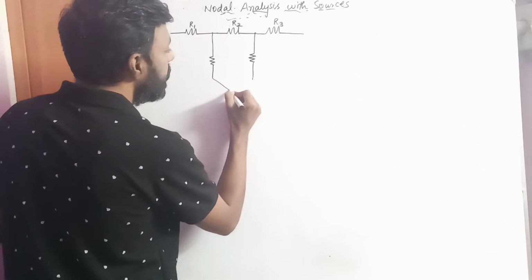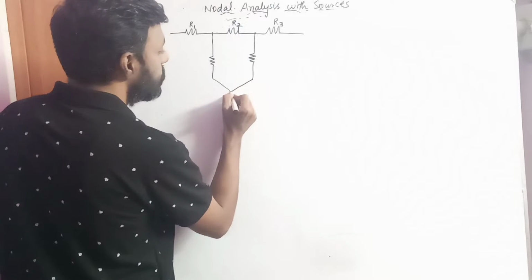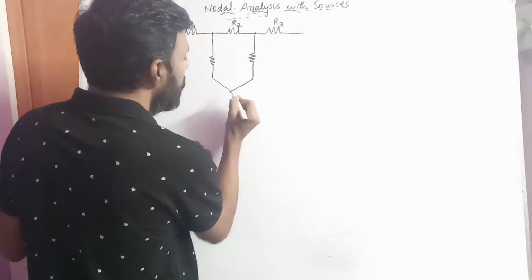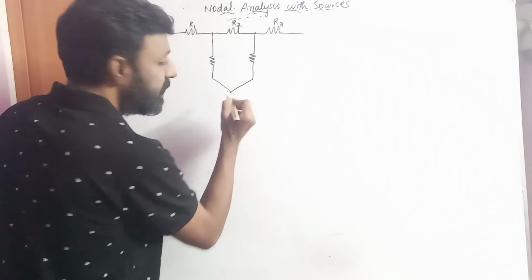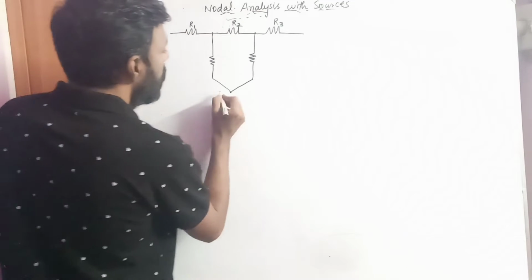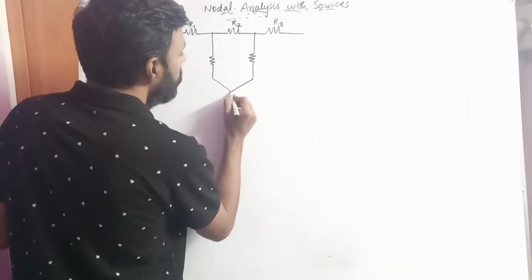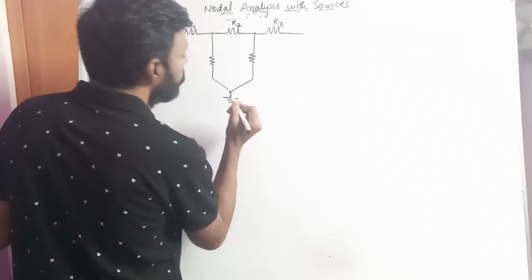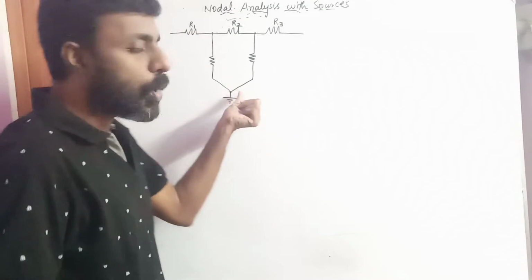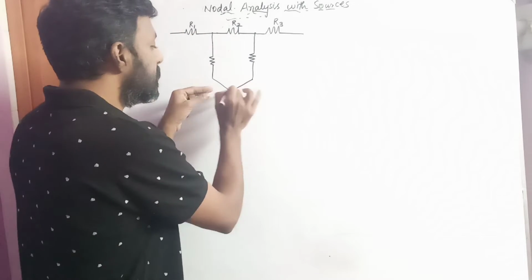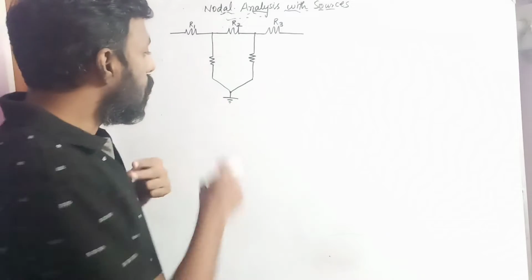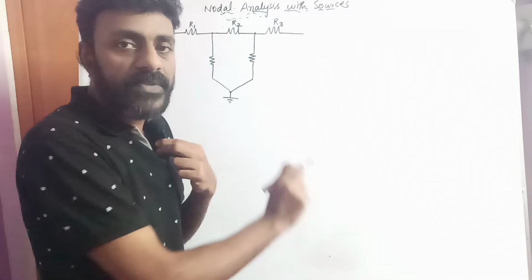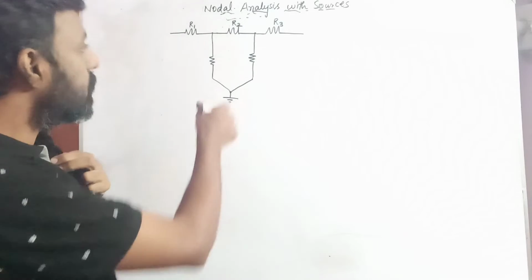Now I am combining these two resistive branches here, forming a junction at this point, and I am making this point grounded. Okay, this point is being grounded. So this is called the reference node or datum node, because the reference or datum node is a node which is grounded, connected to the ground terminal of the electrical circuit.